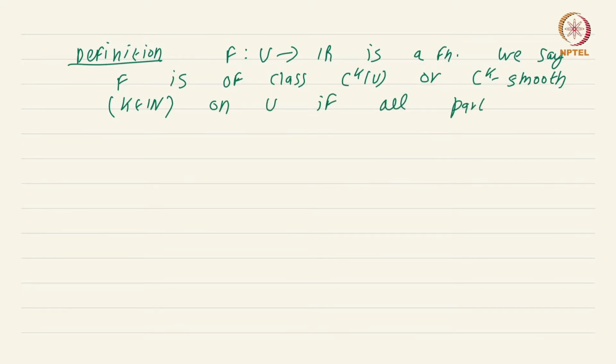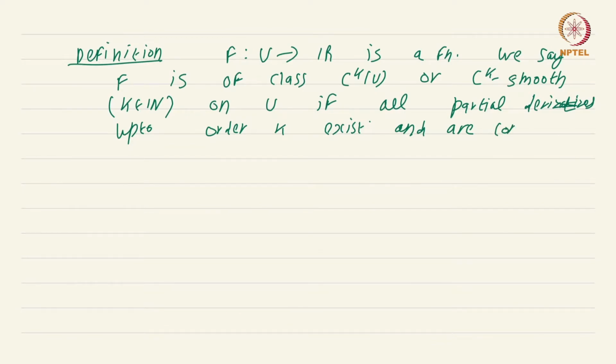all partial derivatives up to order k exist and are continuous. Then we say that the function is of class C^k(U) or C^k smooth. So not only do you require the derivatives to exist, the derivatives must be continuous. That's important.